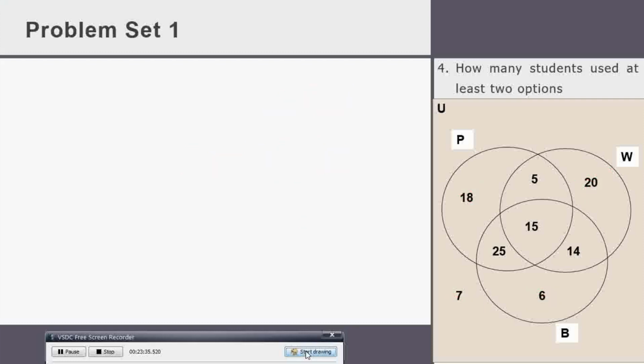Okay, so I'll remove the numbers that we don't need. What remains is what we will add up. So 5 plus 25 plus 14 plus 15, which will give us 59. So 59 students used at least 2 options.